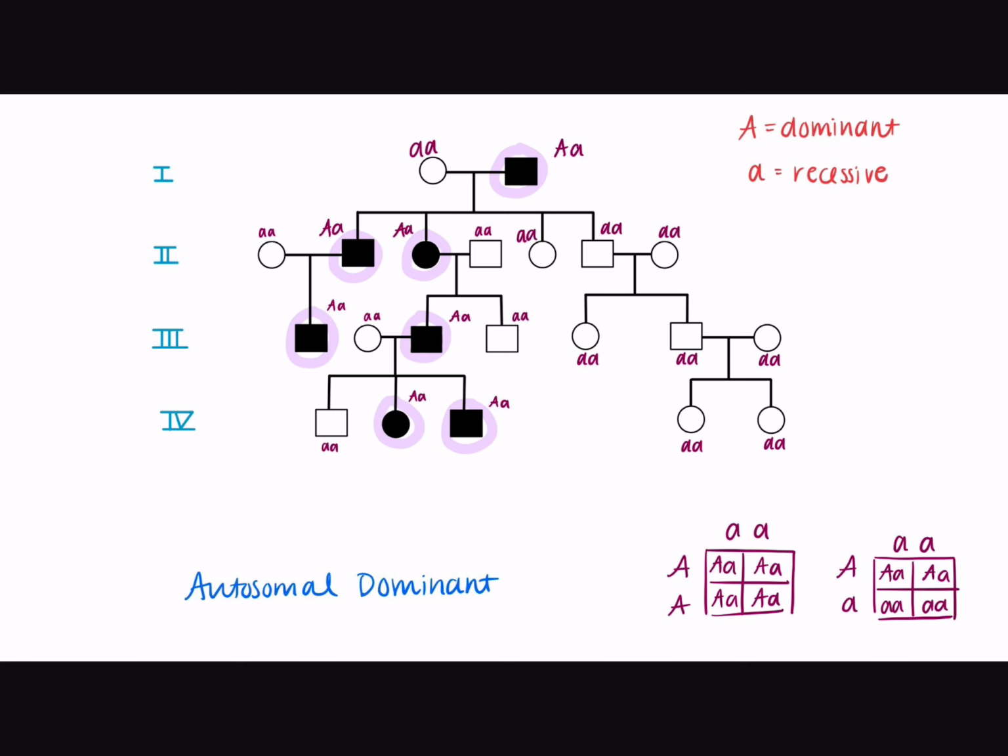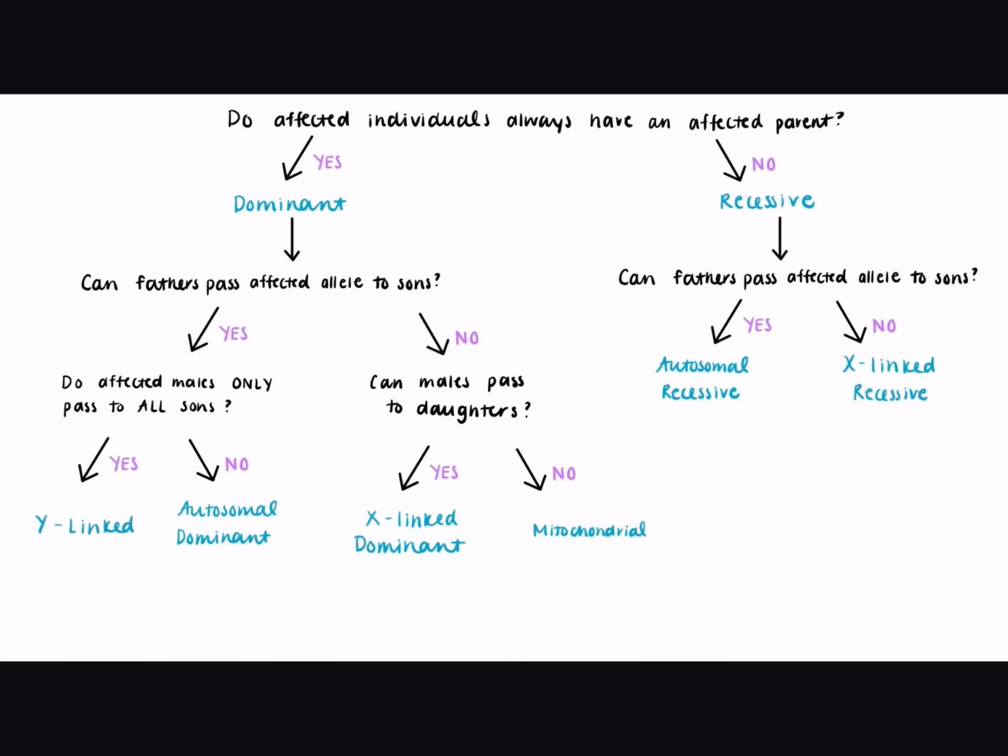Now that we have gone over some of the main characteristics of the various inheritance patterns of traits, starting with a flowchart with these questions and checking the pedigrees for key identifiers is a great way to tackle these problems.